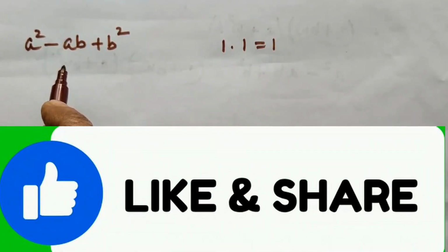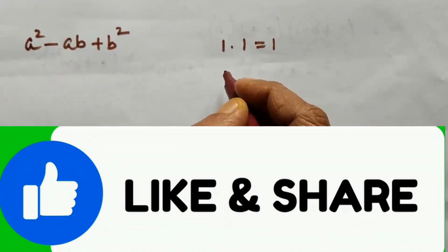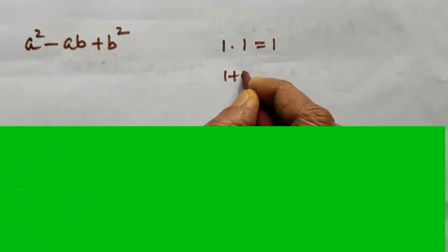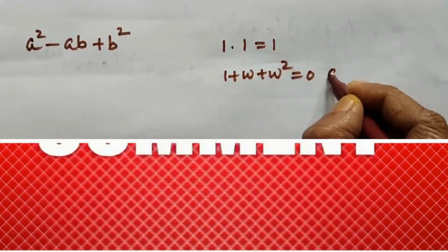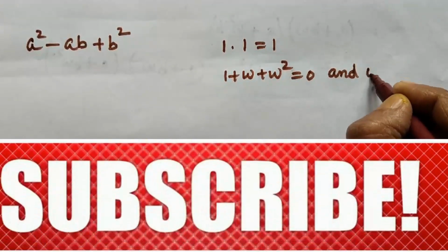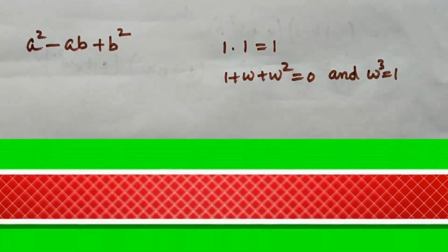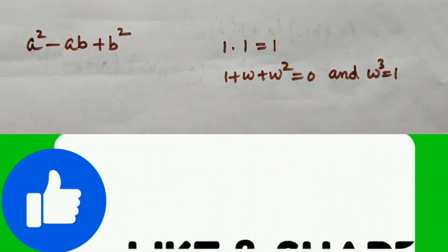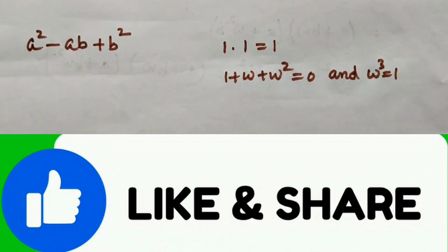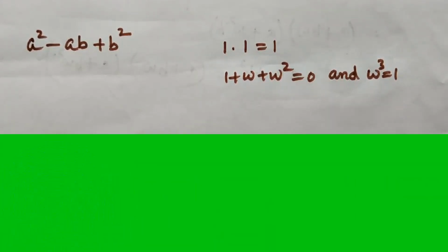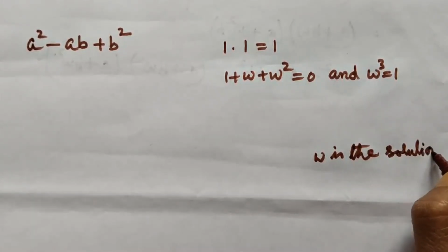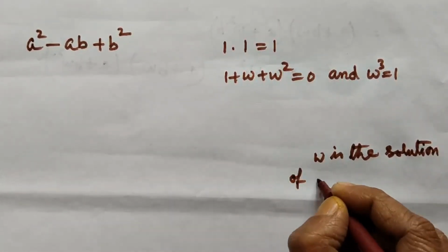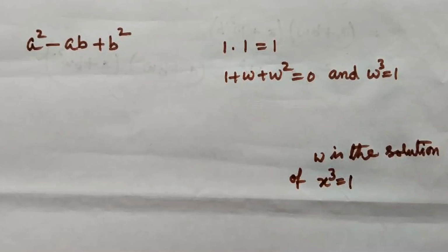Involving 1 in the complex field, there are two formulas. One formula is 1 plus omega plus omega square is equal to 0, and another formula is omega cube is equal to 1. But here what is omega? Omega is actually the cube root of unity, that means omega is a solution of the equation x cube is equal to 1.